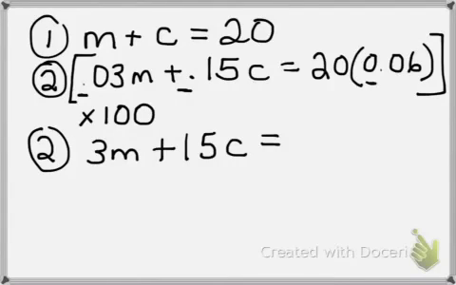So what's 20 times 0.06? What we have over here? Correct. It's 1.2. And since we're multiplying 1.2 times 100, what will that give us? Right, it's going to give us 120. So our new equation number 2 is going to read 3m plus 15c equals 120. And our original equation number 1, m plus c equals 20. Okay? And these are the two equations that we're going to work with.